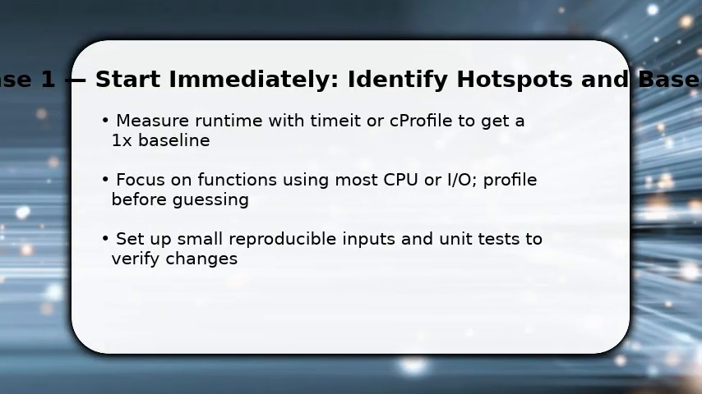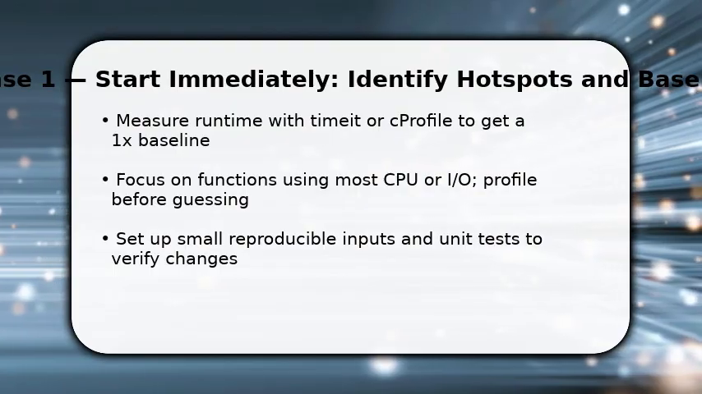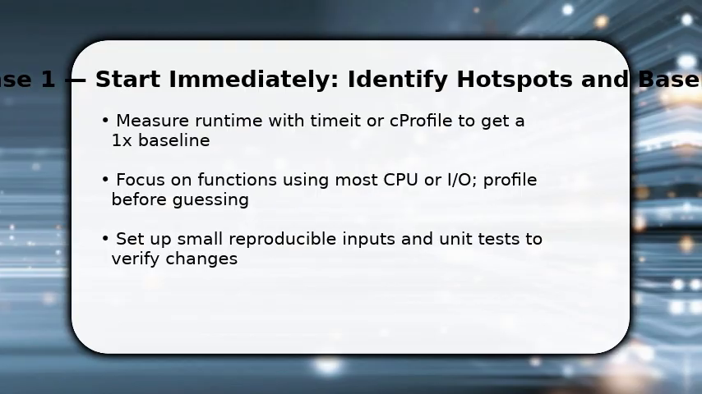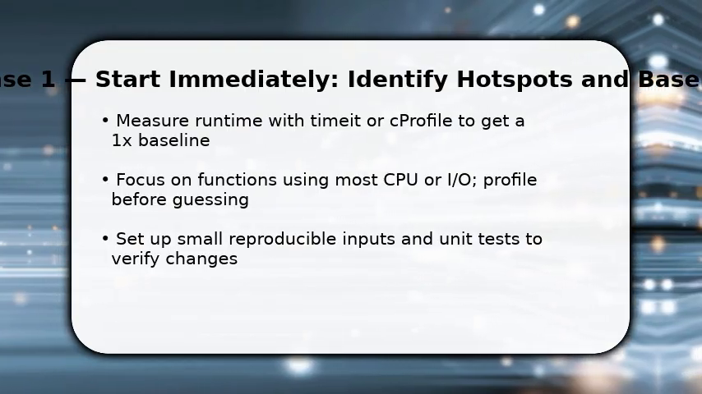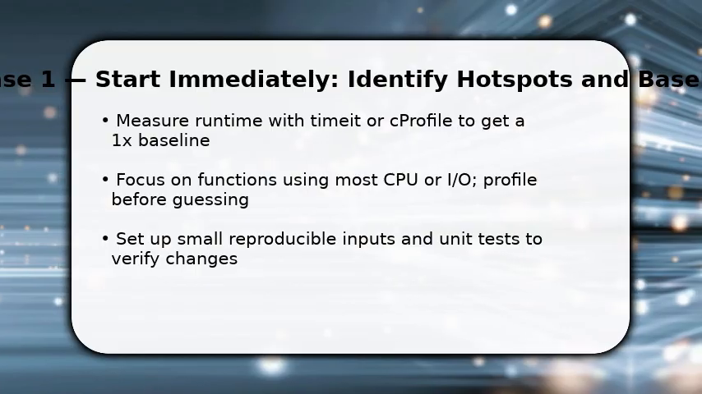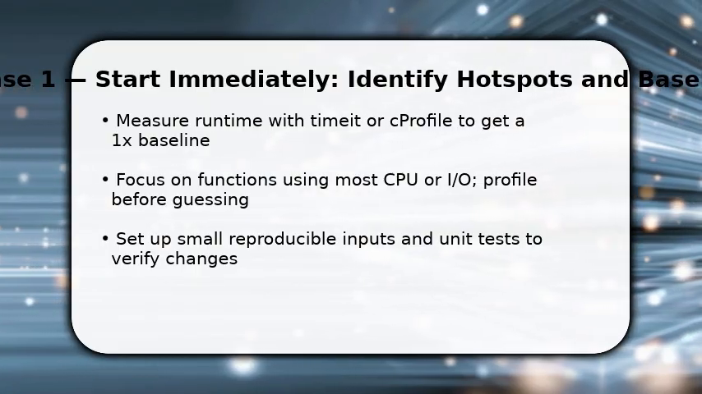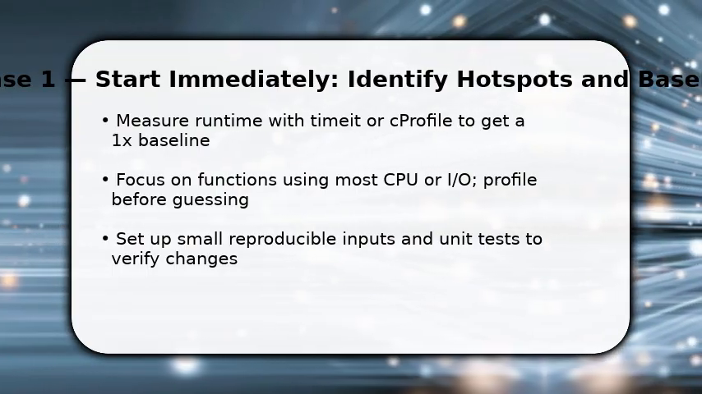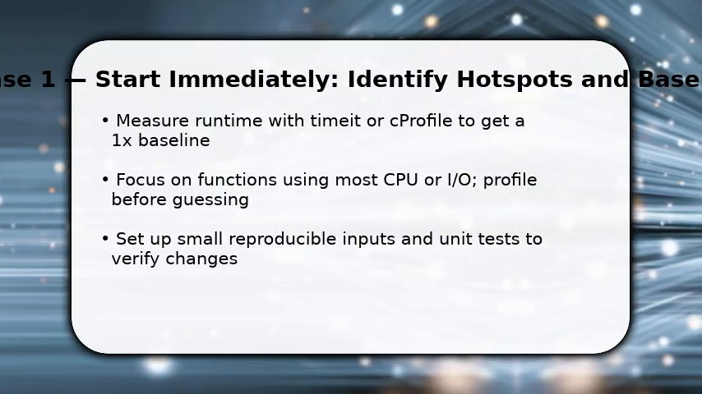You start by measuring, running time it and cProfile to find the real hotspots, not the obvious suspects. Once you have a baseline, focus on the functions that dominate CPU or I/O. This prevents wasted effort. Make small reproducible inputs and unit tests so you can change code safely and confirm improvements.